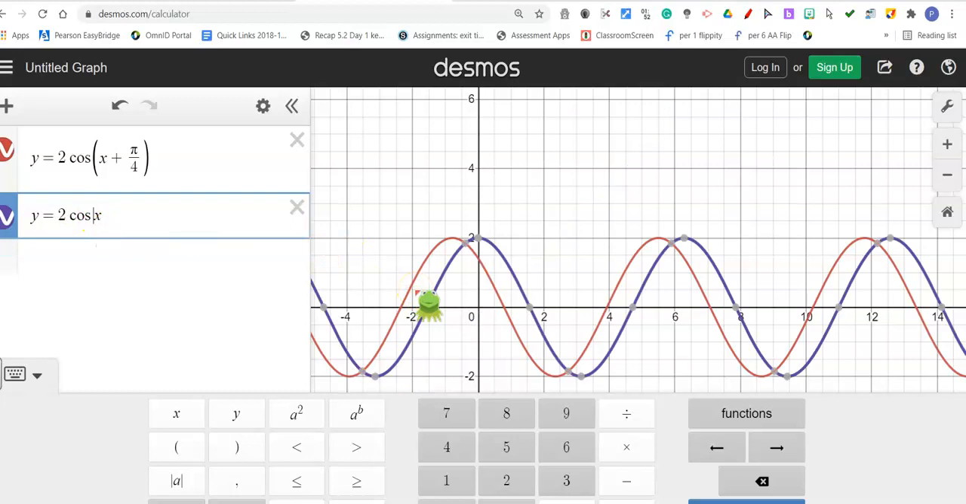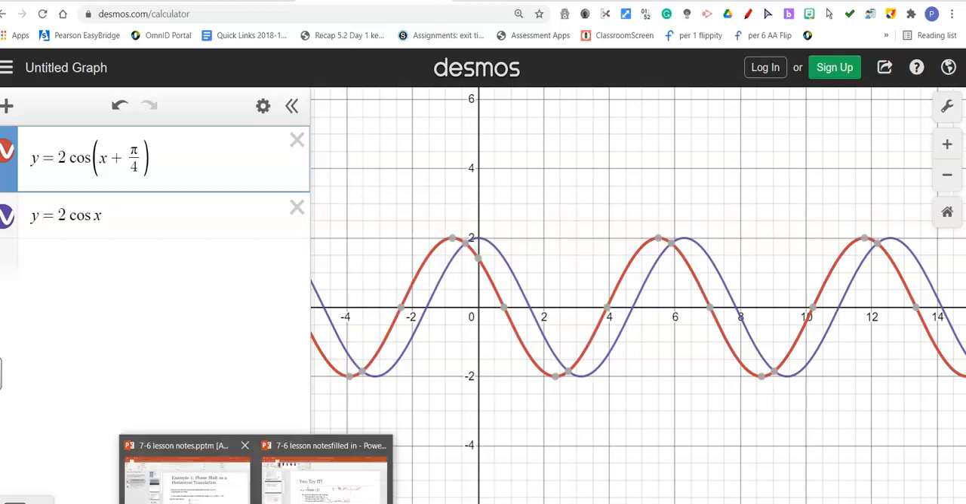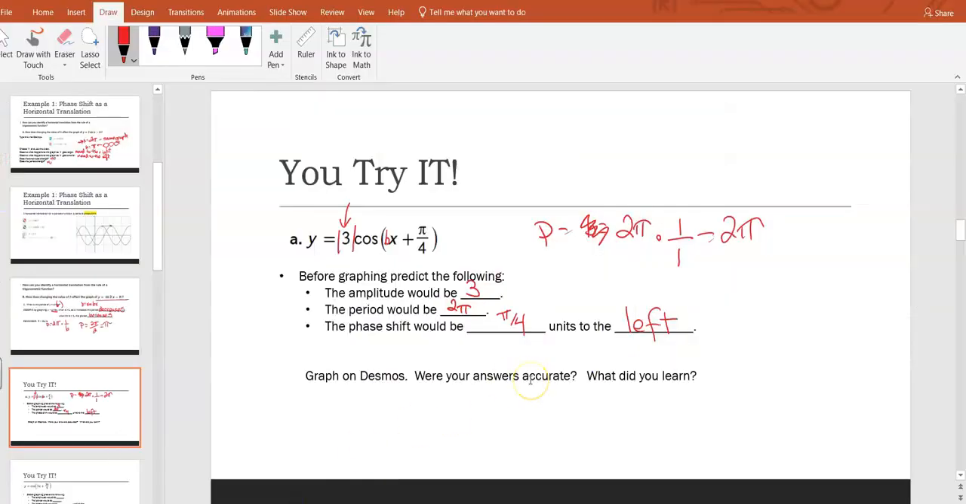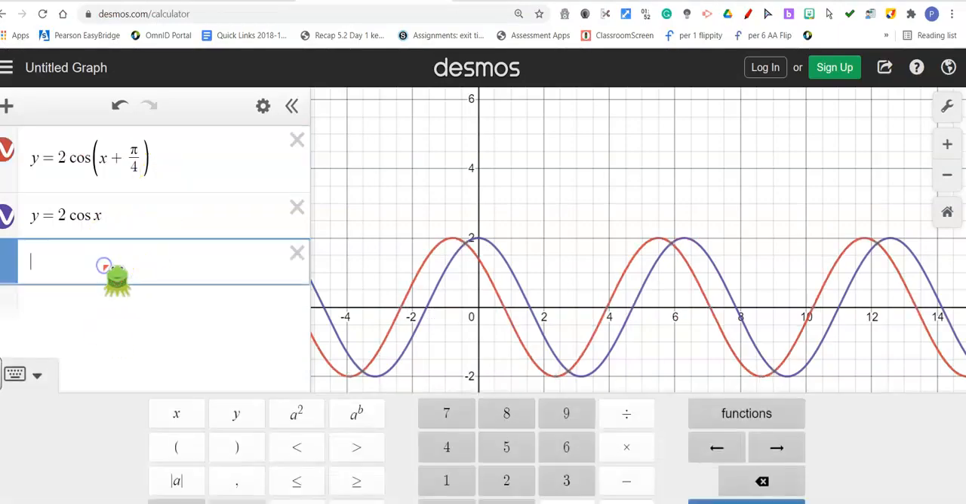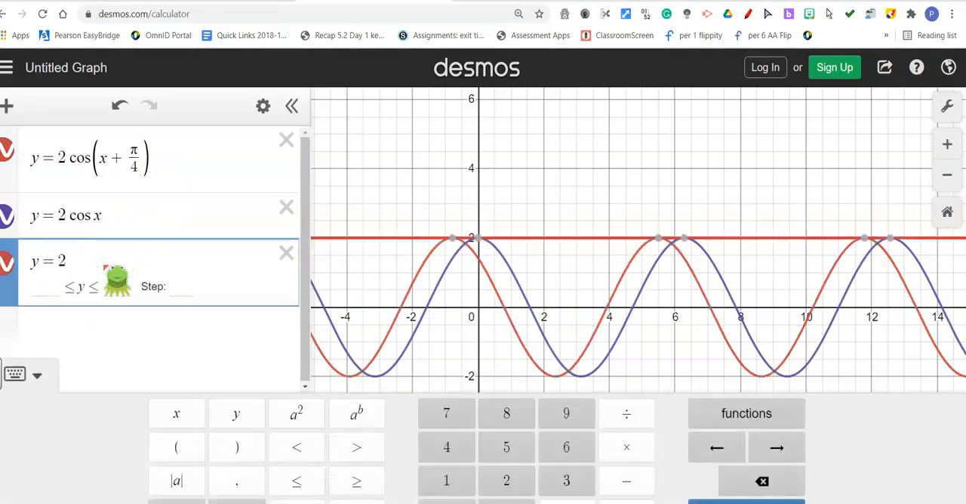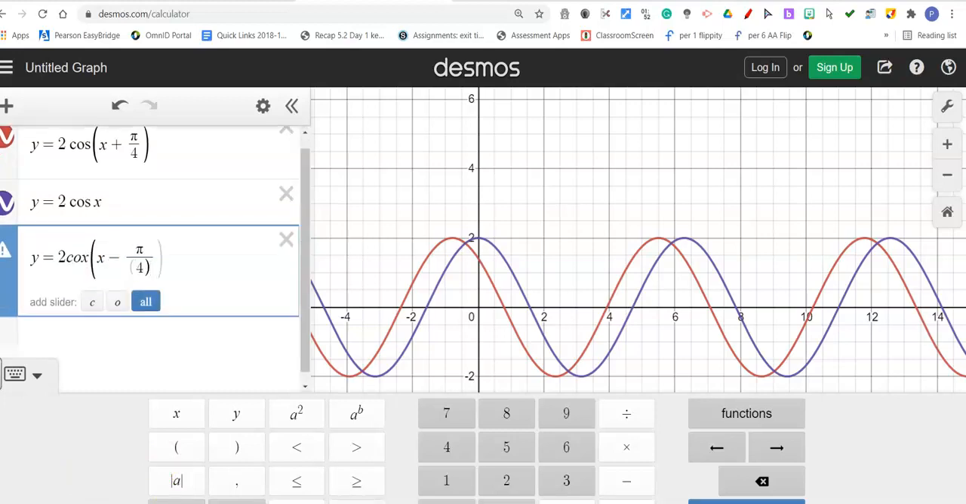So you can see the difference. The red one is shifted pi over 4, and you can look up here too, see how it goes negative pi over 4. So it went to the left for the x values, horizontally moved to the left. So it looks like we did it correctly. And if you wanted to check, you could try doing y equals 2 cosine x minus pi divided by 4. You could just see how that affected it.